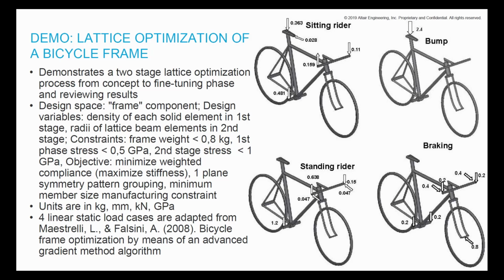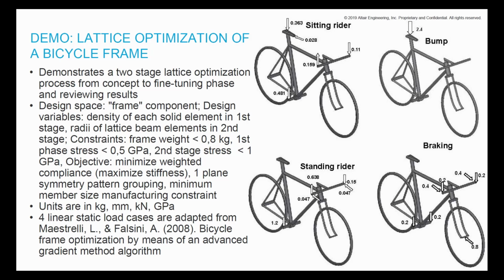The first phase stress should be below 0.5 GPa and the second stage stress below 1 GPa. The objective is to minimize weighted compliance, which is maximizing the stiffness. One plane symmetry pattern grouping is used, which automatically activates minimum member size manufacturing constraint. The units are in kilogram, millimeter, kilonewton, gigapascal, and the linear elastic material is titanium. 4 load cases are adapted from a 2008 research paper by Maestrelli and Falsini.